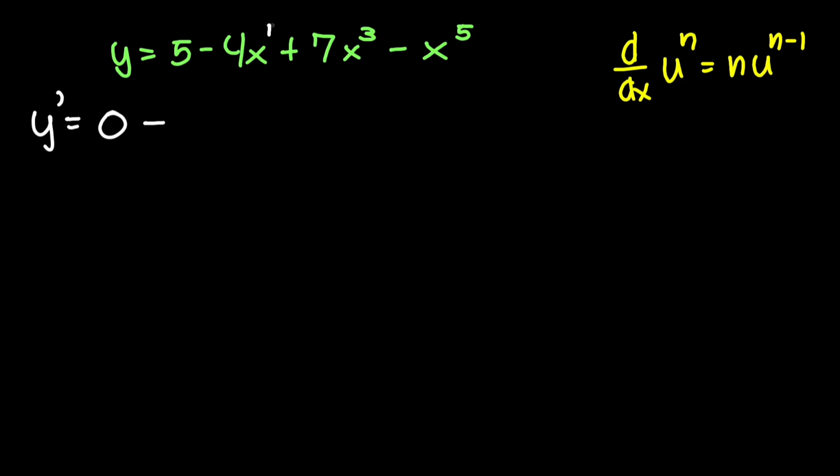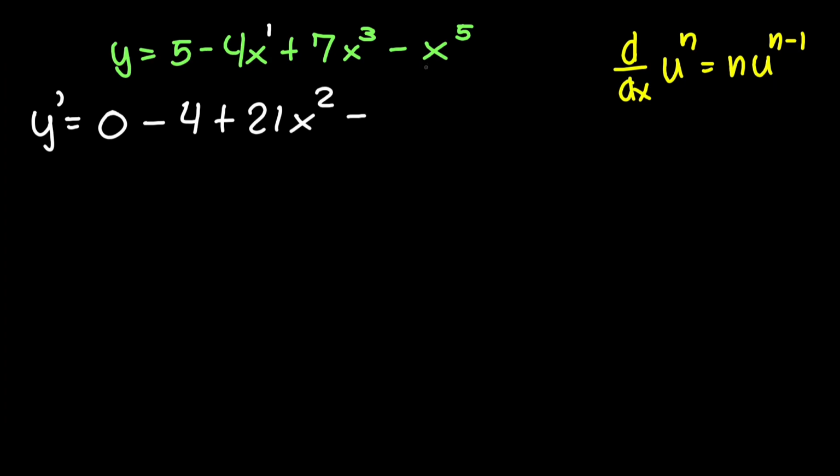Once again, it is equal to 1. 4 multiplied by 1 would be 4x. 1 minus 1 would be 0, so it would be x to the power of 0, which is equal to 1, so it would be simply 4. Plus the derivative of 7x cubed would be equal to 7 times 3 would be 21. 3 minus 1 would be 2.